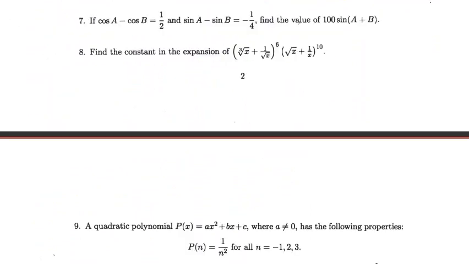Singapore Mathematical Olympiad SMO 2021 senior section first round. If cos A minus cos B equals 1/2 and sin A minus sin B equals negative 1 over 4, find the value of 100 times sin A plus B.